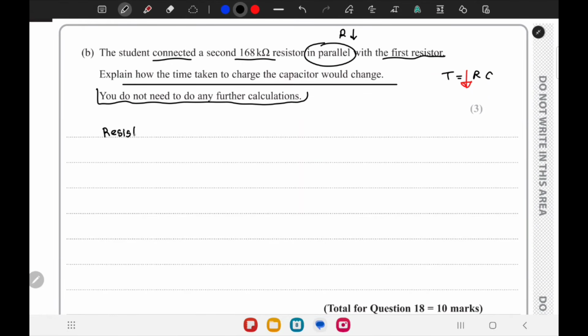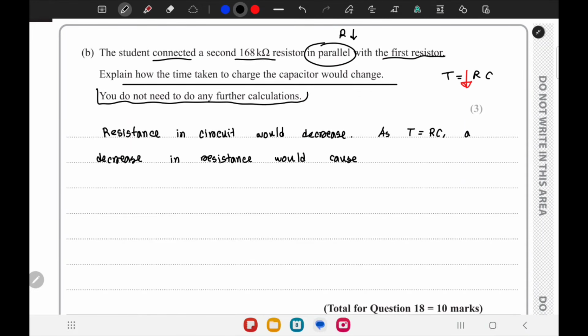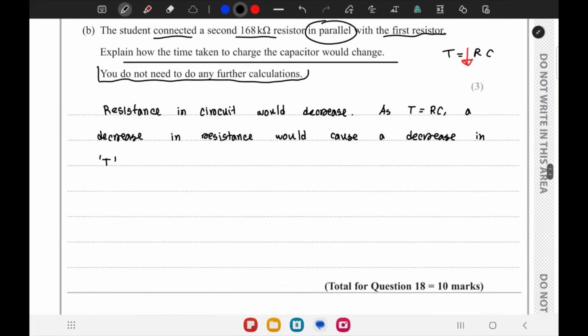So this is how we structure our answer. So since less time is required to charge the capacitor, the charging would be faster.